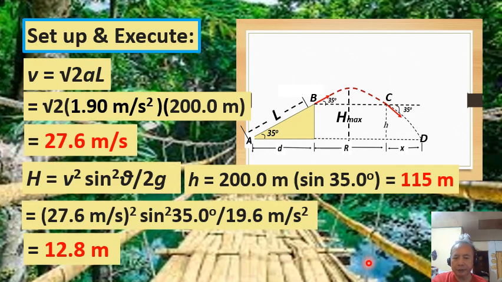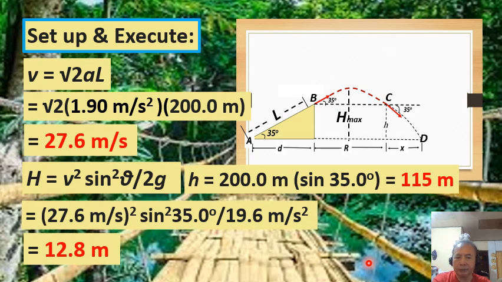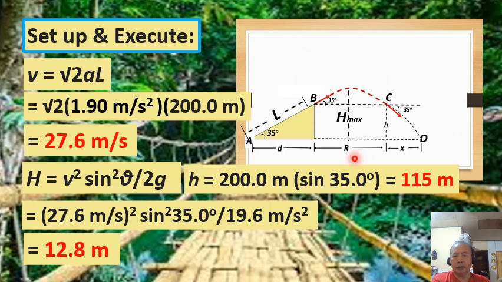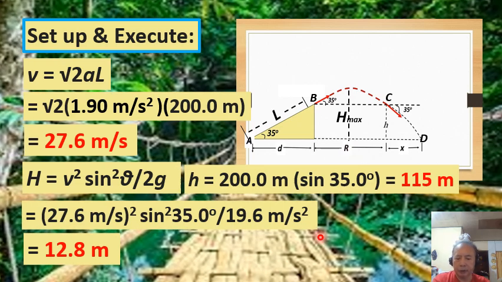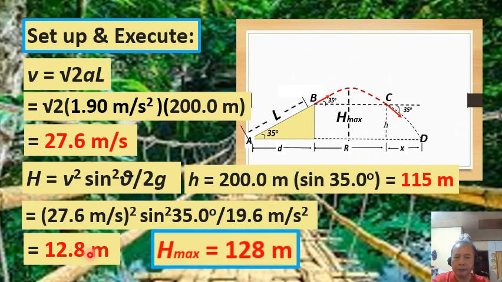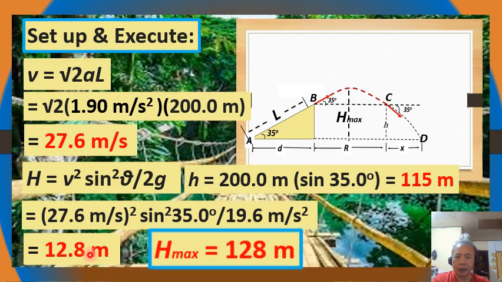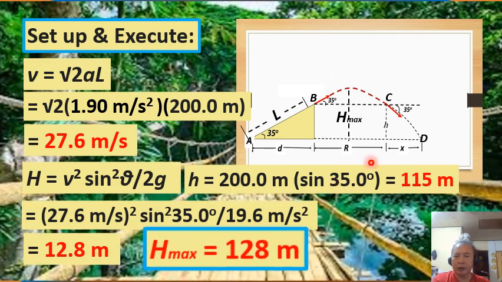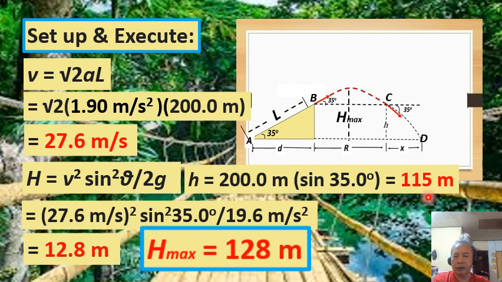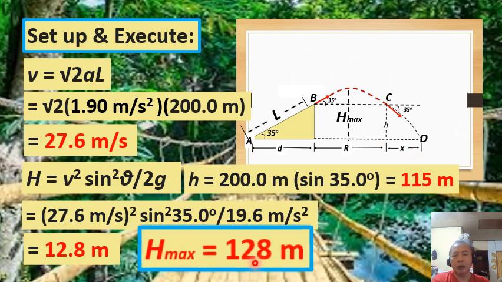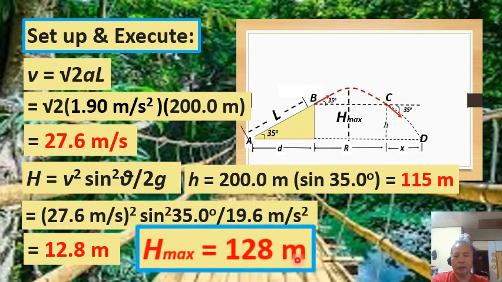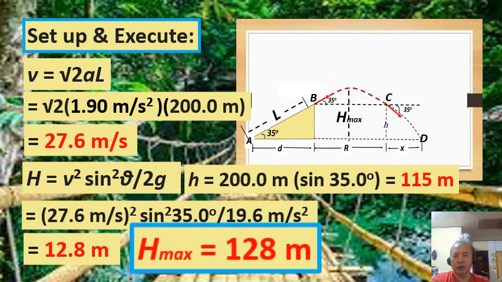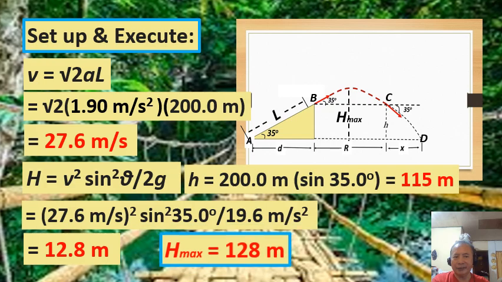And so therefore, we can now determine the maximum height reached by the rocket measured from the ground. That is simply the sum of capital H, or 12.8 meters, plus the value of small h, 115 meters, for a total of 128 meters. And this is our answer to question letter A.